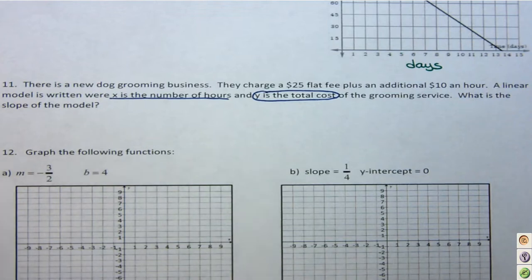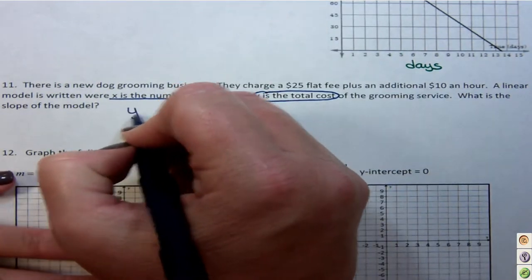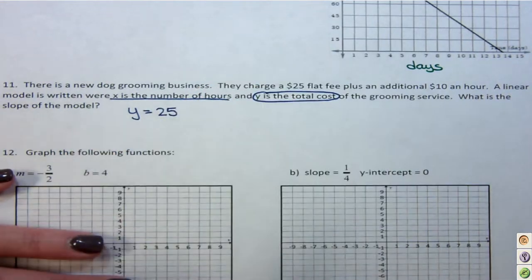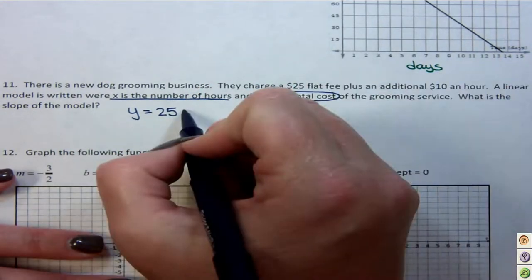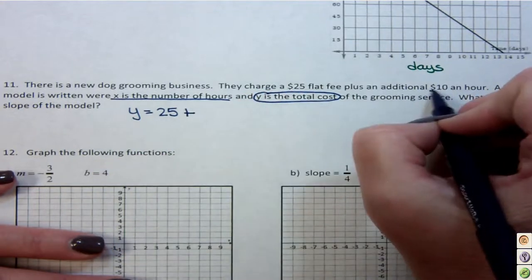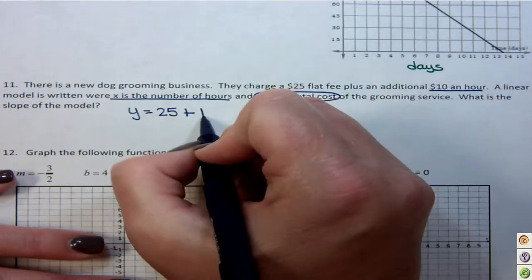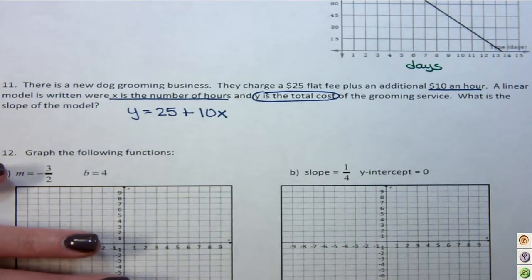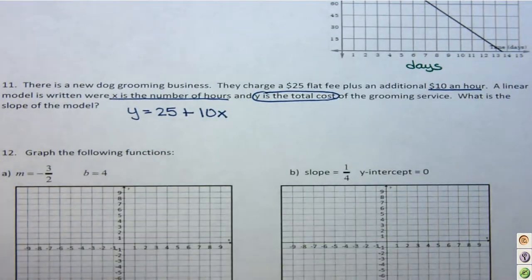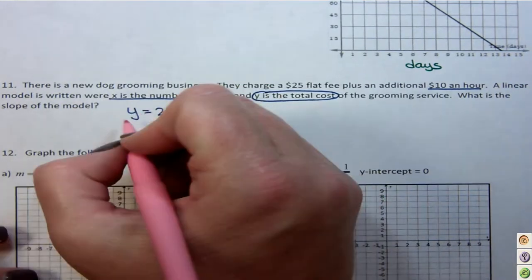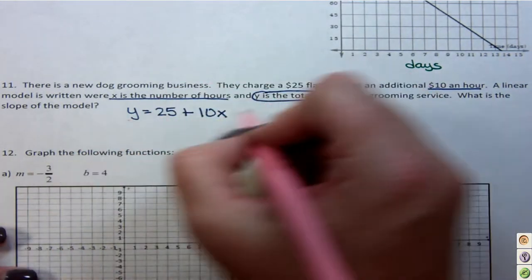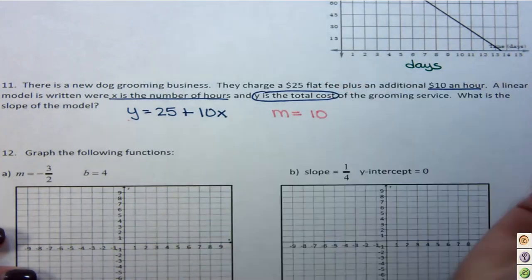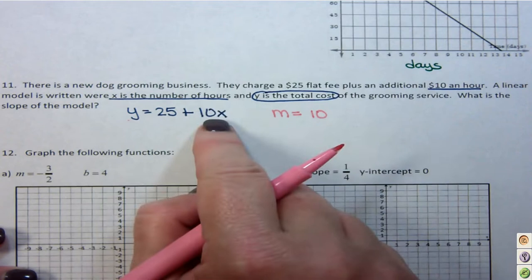I can write the equation. So Y equals, we have a $25 flat fee, which means you just pay it once, plus an additional $10 an hour. So that would be 10x, because x is the number of hours. So now we're in that form, y equals mx plus b. Even though it's a little bit different, we know our slope is 10 because it's the one next to x.